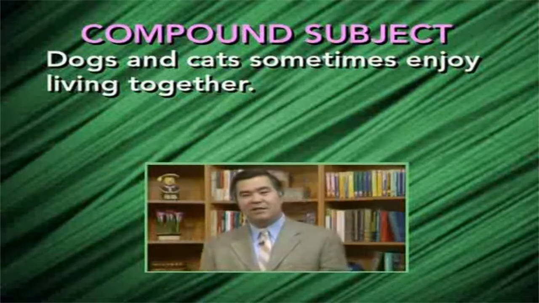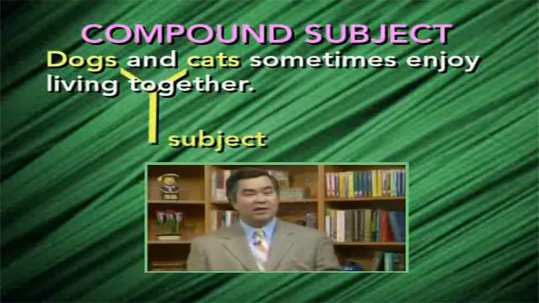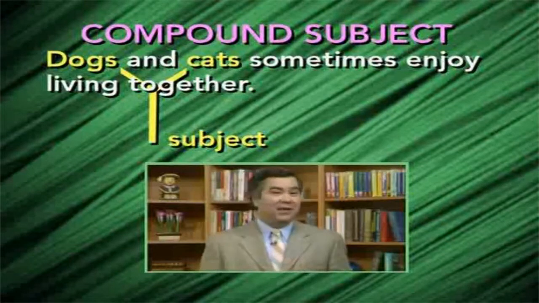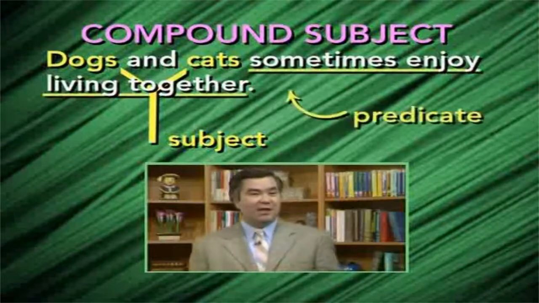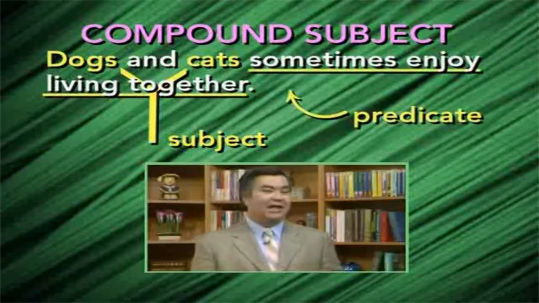Well, the subject of this sentence is the first three words, dogs and cats. That's what the sentence is about. All the rest is the predicate. It tells what dogs and cats do.